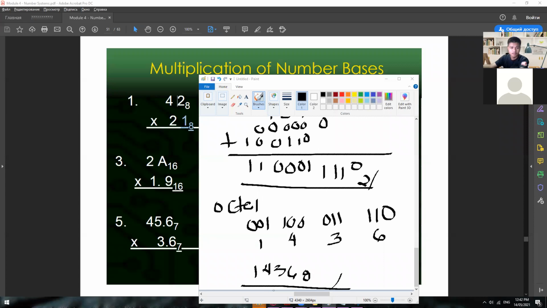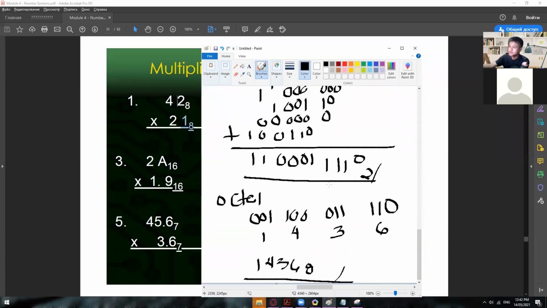Okay, all right. Were you guys able to follow how we got this 1436 base 8? I'll put the base here so that you don't mistake it for another number or another part of this one. So were you guys able to get this one?